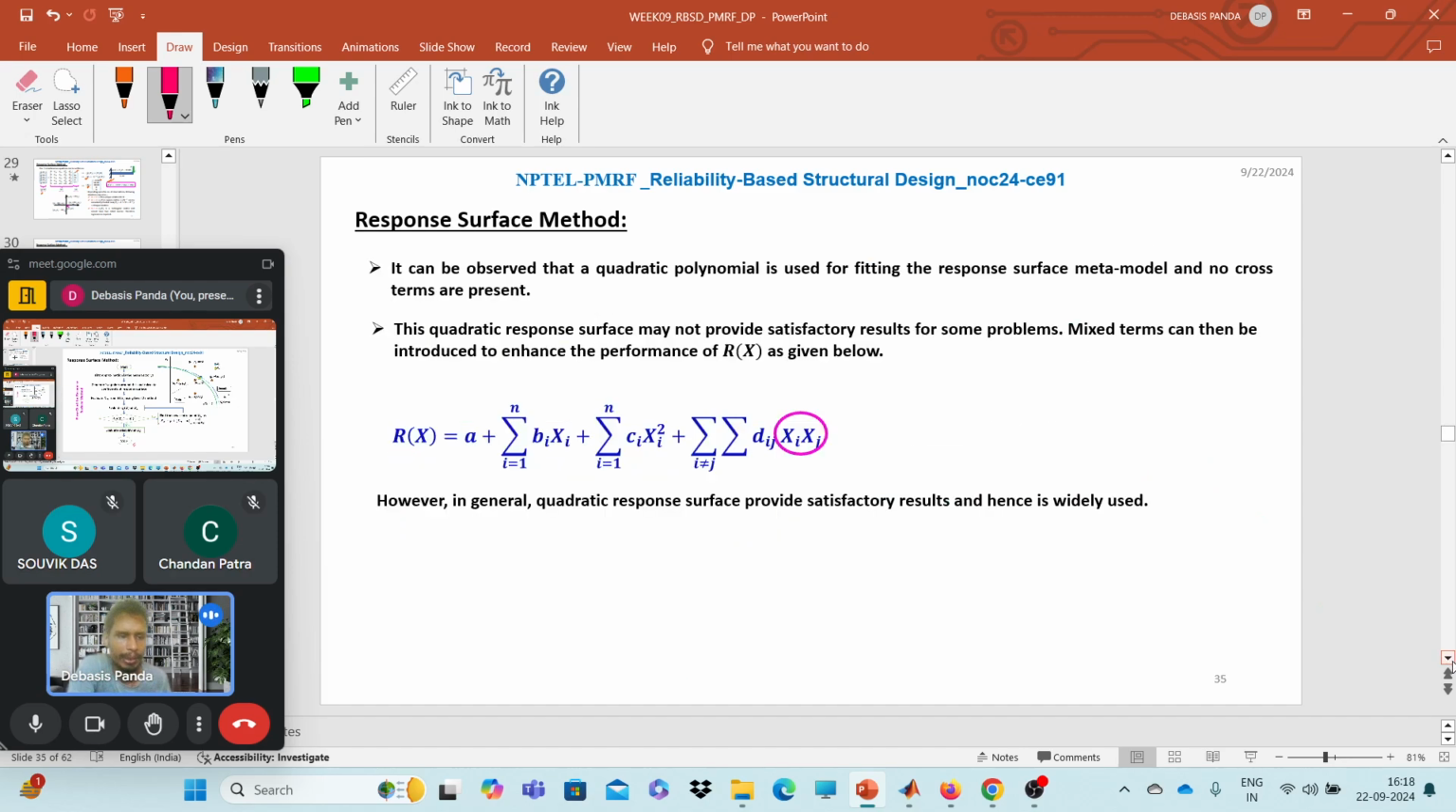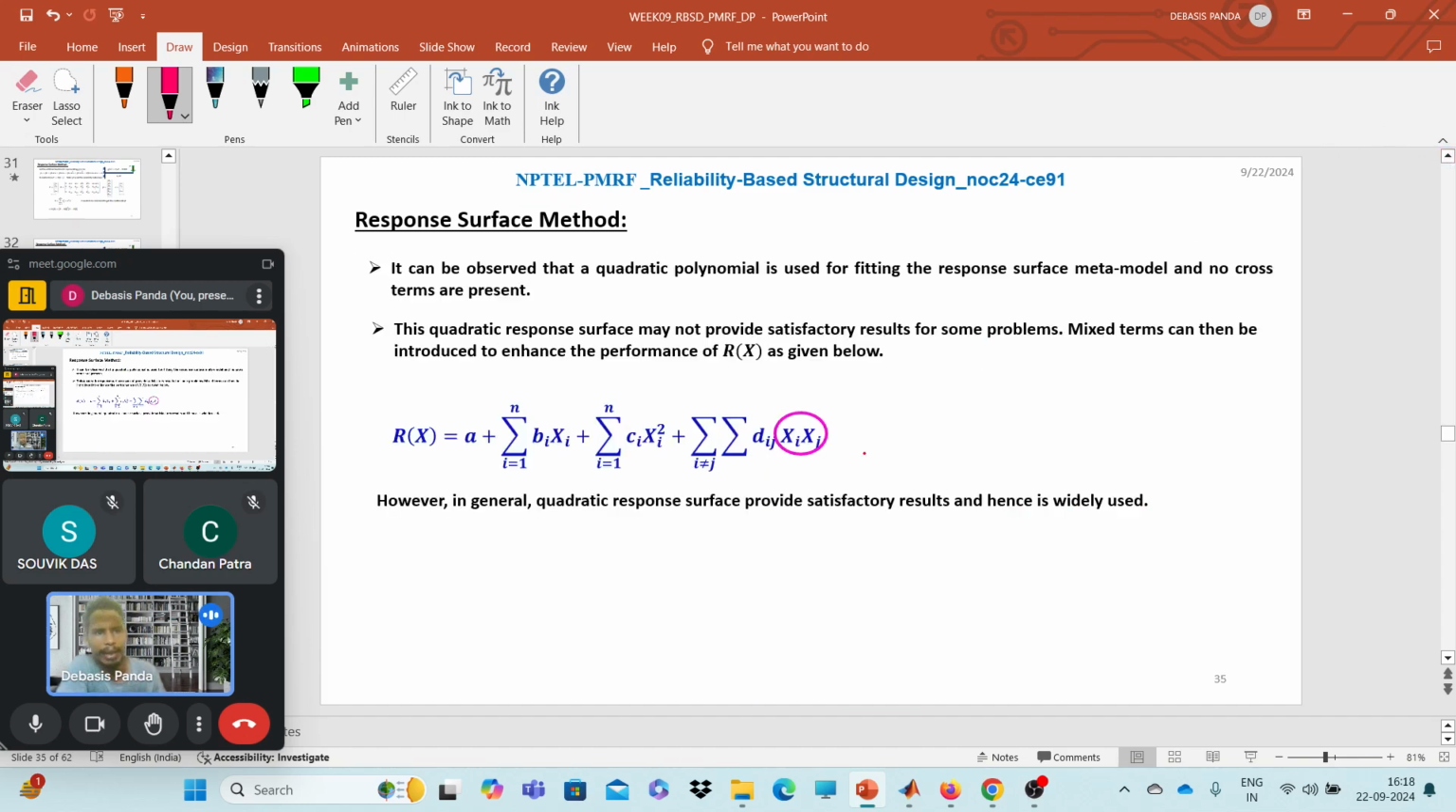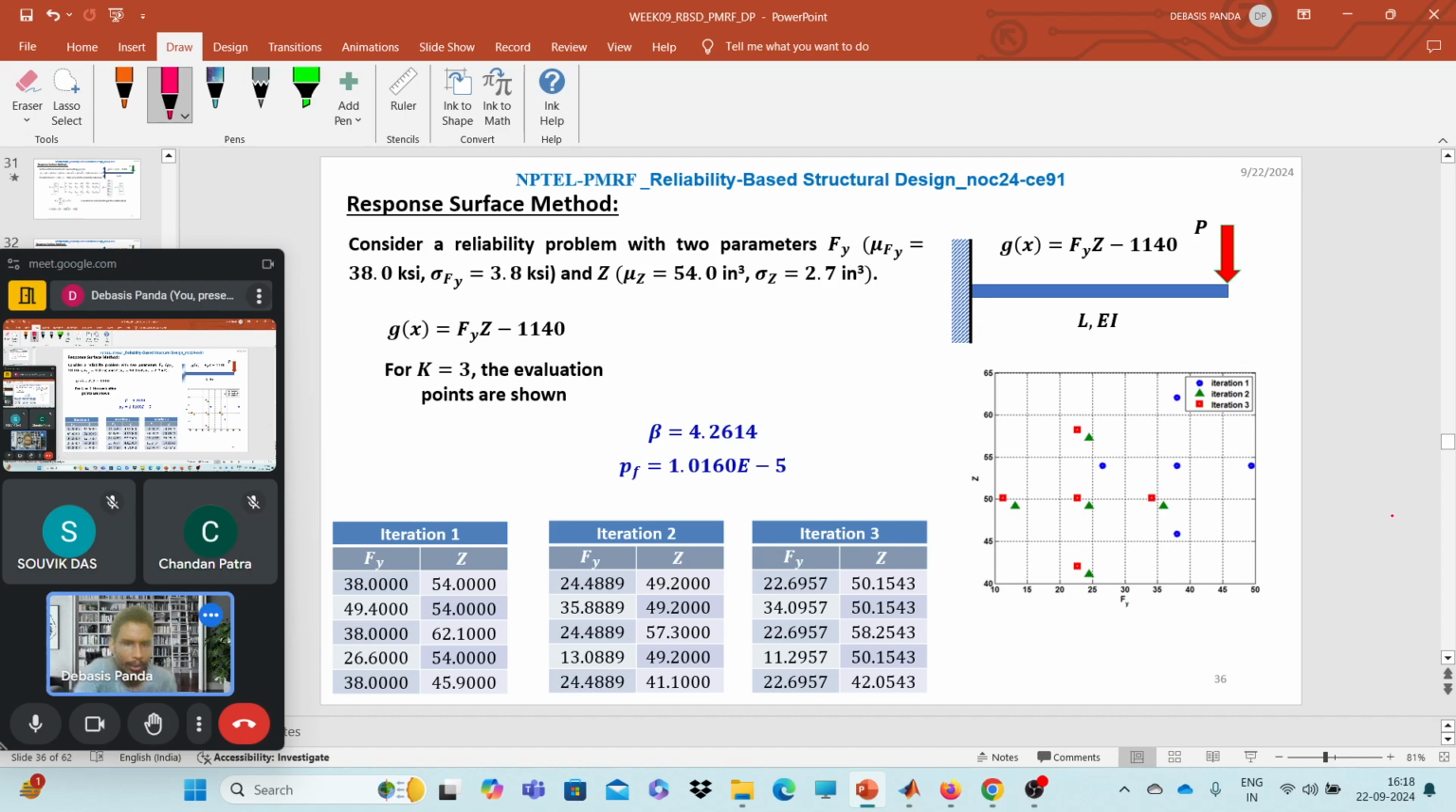So for checking purposes, you can add the cross terms to your polynomial function. We will make a general code where those cross terms will also be included. Okay, so let's code it and solve this problem. We have already solved this problem using FORM and SORM, and we will check whether we are getting a similar kind of result from the response surface method or not.